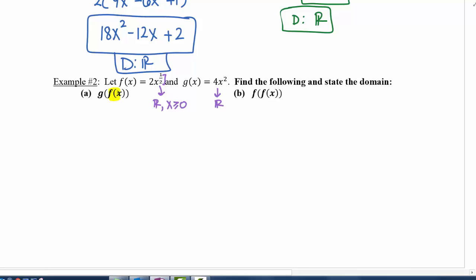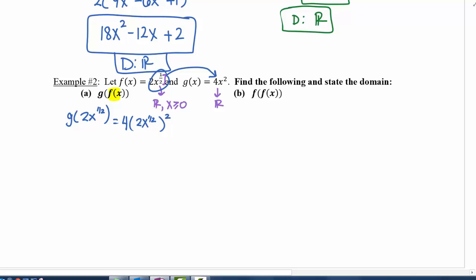Okay, so g of f of x is g of 2x to the 1 half. So then I need to plug in 2x to the 1 half into g. So remember, that was 4x squared. Let me write it down a little bit lower. My outside function is 4x squared, so I need to plug in 2x to the 1 half on the inside.